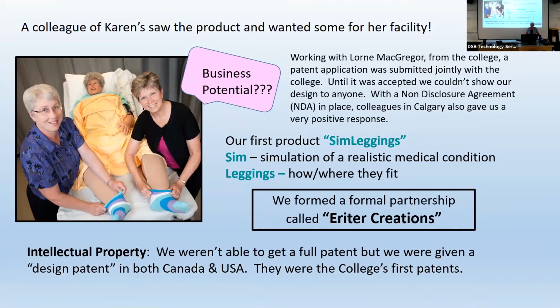And intellectual property. We weren't able to get a full patent on that because there was another product out there, online, that was similar. It was supposed to do the same thing, but it never did go to market, so we don't know what happened there. But we were given a design patent, which gave us credit for the design that we made, but it's not a full patent. And the college application included both Canada and the US. They were the first patents that the college had ever had on any product that was designed in their school.